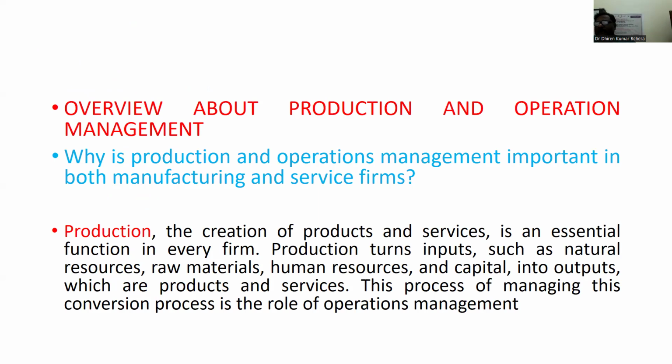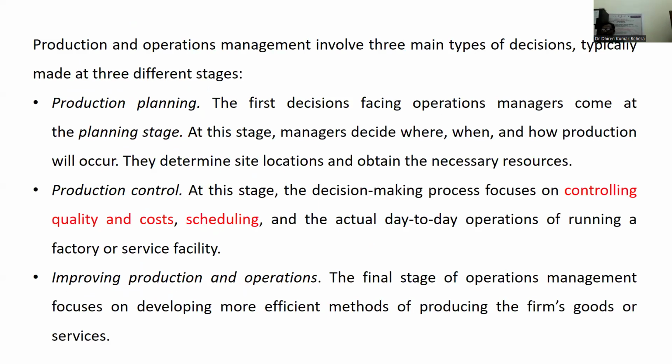You will find production and operation management involves three main types of decisions, typically made of production planning. The first decision facing the operation manager comes at the planning stage. At this stage, managers decide where, when, and how production occurs. They determine site selection, or plant location, and obtain the necessary resources, about their availability, whether it is in comfort zone or not, that has to be taken care of. And in the second stage, production control, the decision-making process focuses on controlling quality and cost.